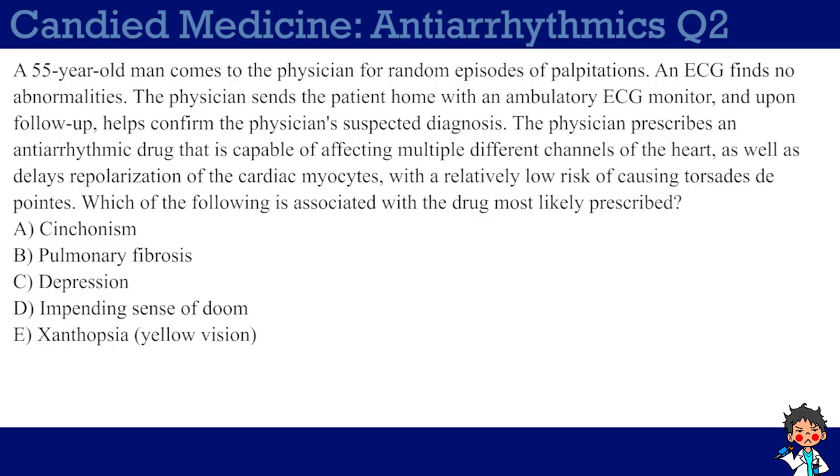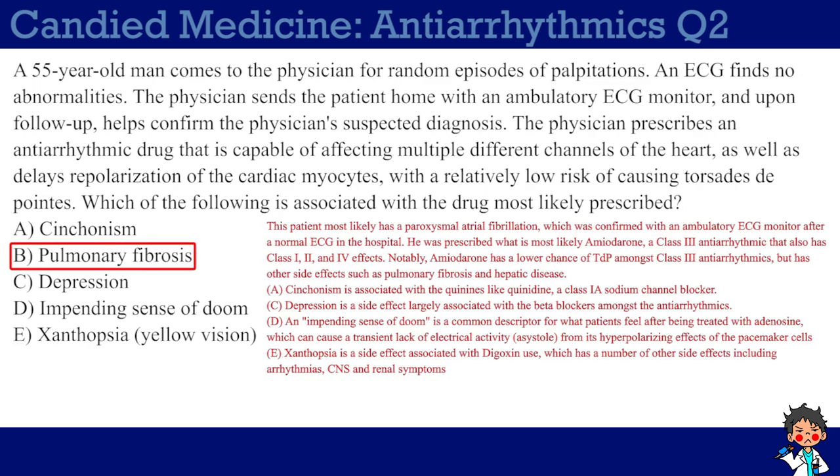Choice D, impending sense of doom. This is a very buzzy side effect that you need to know about adenosine, which is a class 5 or miscellaneous antiarrhythmic. And you need to understand that adenosine causes this because it essentially resets the heart, quote unquote, and causes a transient lack of electrical activity, which is an asystole, which is likely associated with this impending sense of doom that the patient will have. And finally, choice E, xanthopsia, yellow vision. No, this is digoxin, right? This is a very buzzy side effect that we associate with digoxin. So even if I wasn't sure about the side effects of adenosine, all these other answer choices are pretty important for you to know as far as side effects of antiarrhythmics go. So our only answer choice here is choice B, pulmonary fibrosis.